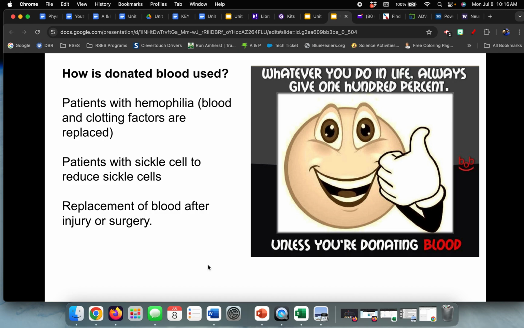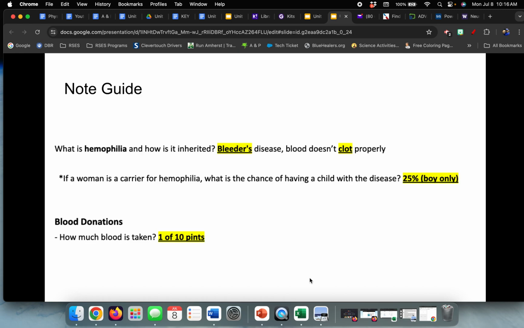How's donated blood used? Well, patients with hemophilia can get blood donated, so they are able to clot. Patients with sickle cell, so they have a lower percentage of sickle cell. And if you're in surgery, replacement of blood during or after. Go ahead and put this into your notes, and then you are done.